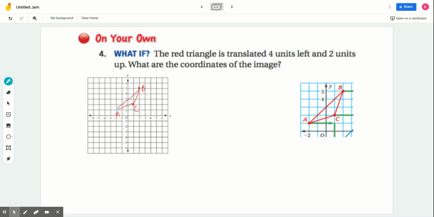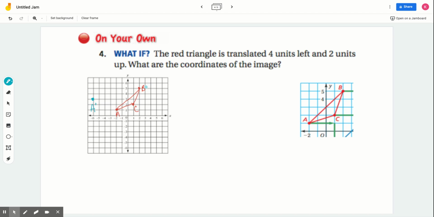So I'll start with letter A. So 4 units left, so -2 goes to -6. And then we have to go 2 units up. So to -6 and then 2 units up. This will be A prime.